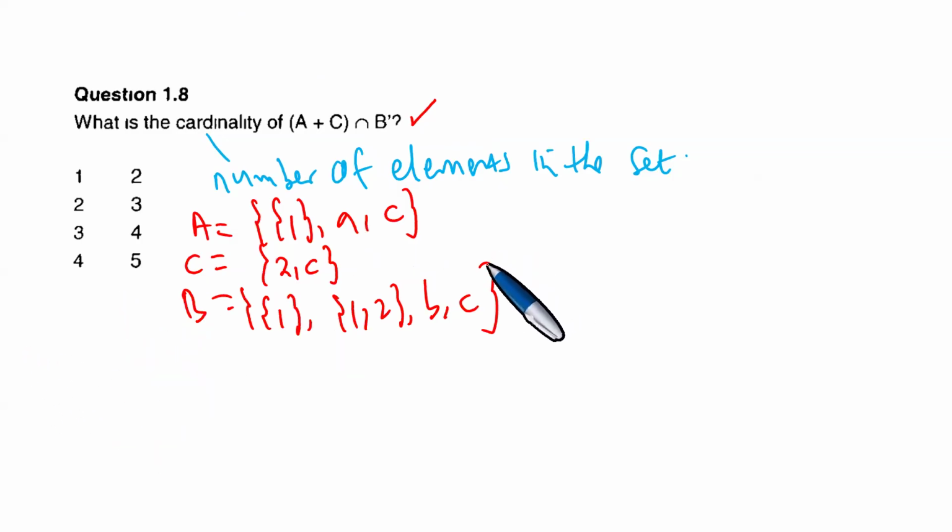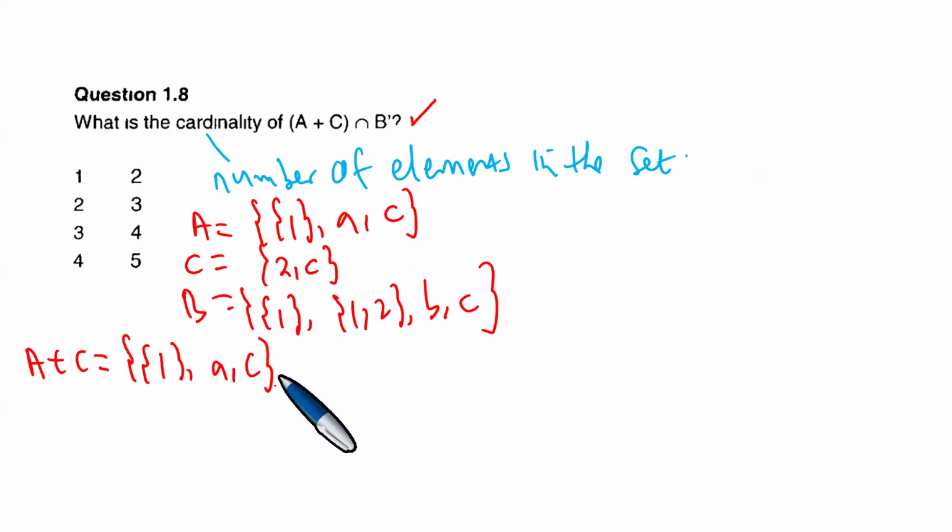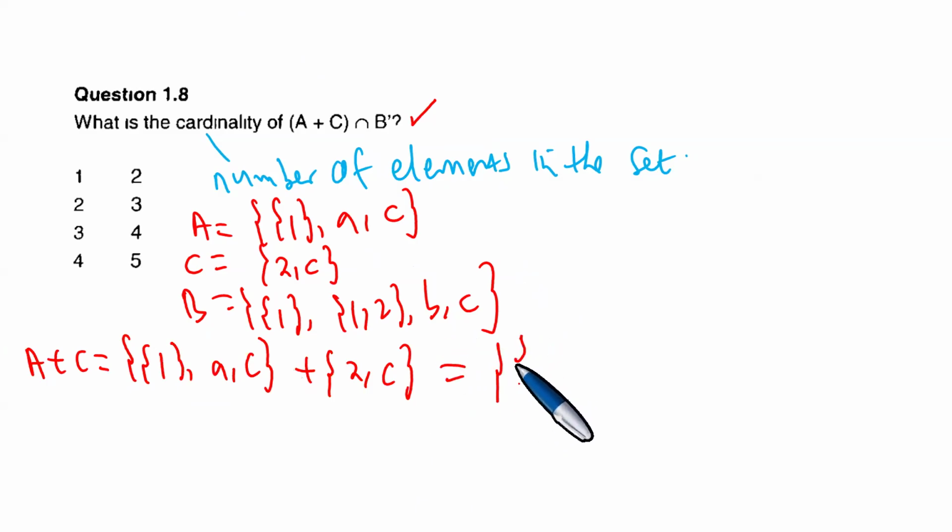If we remember very well, we computed A plus C, because A plus C was 1, A, C, plus C, which is 2, C, and therefore we only removed C, which is the common element. We remember that this one was 1, it was also 2, and it was also A. Now, with our analysis of this, we continue to look at things more.